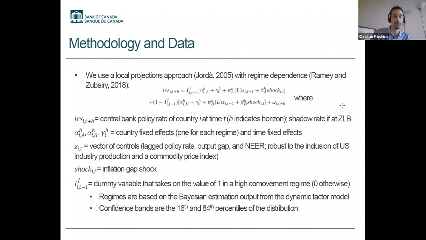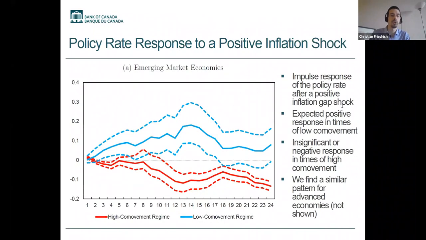So this is basically the outcome of this exercise. We show here the policy response to a positive inflation shock for the emerging market sample. And these are impulse response functions of the policy rate after a positive inflation gap shock. And as expected, if you look at the blue line during times of low co-movement, we see that the central bank tightens the policy rate in response to a positive surprise in inflation. That's what we would expect from the Taylor rule.